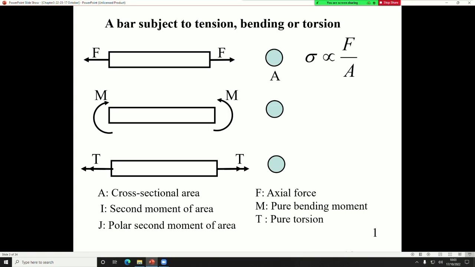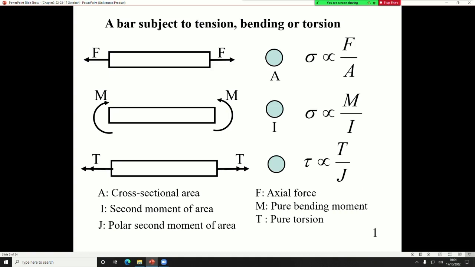Now, when the section is subject to bending, the stress depends on the second moment of area, which we show with capital I. So two sections which have the same second moment of area are subject to the same stress, regardless of their shape. Or if we have a section which is subject to torque, especially a circular section, it depends on the polar second moment of area. You're already familiar with area, how to calculate the area of a section. For a rectangle, you say width multiplied by height. So that is a property of a section. In a very similar way, I and J are also properties of a section.